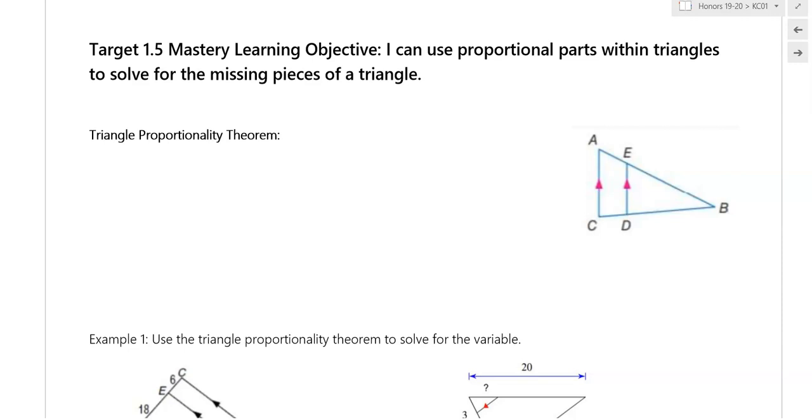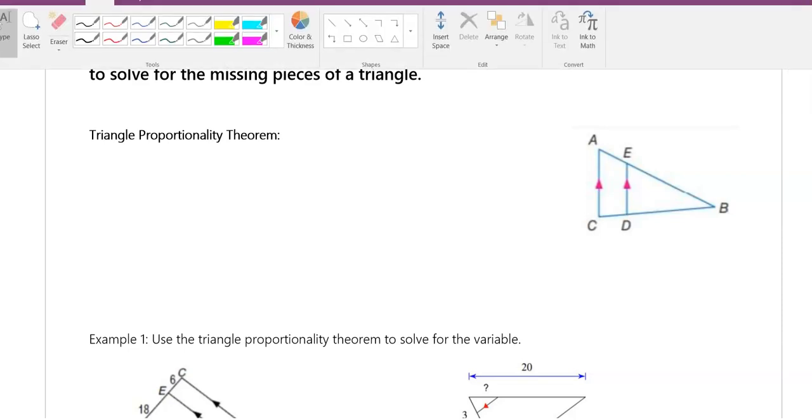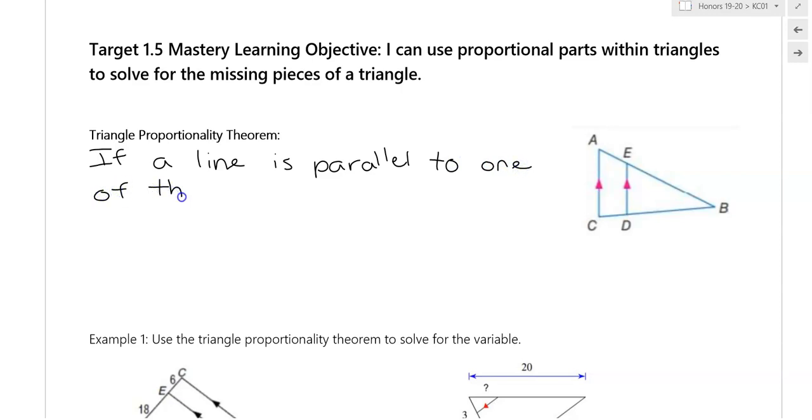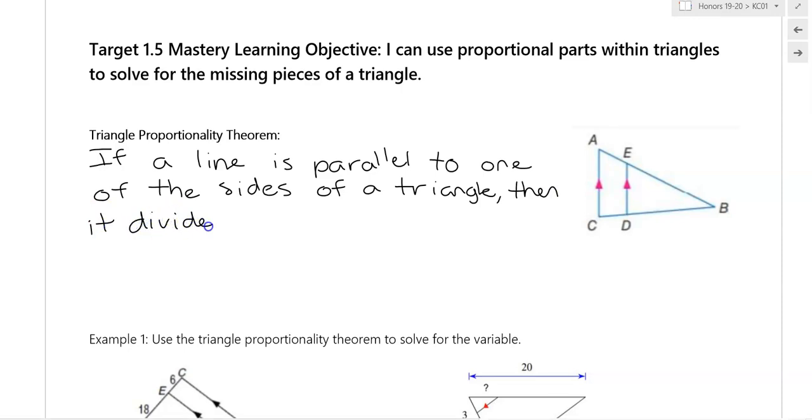And the triangle proportionality theorem states, if a line is parallel to one of the sides of a triangle, then it divides the other sides into proportional segments.